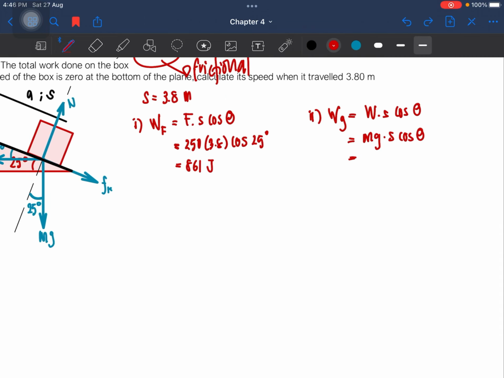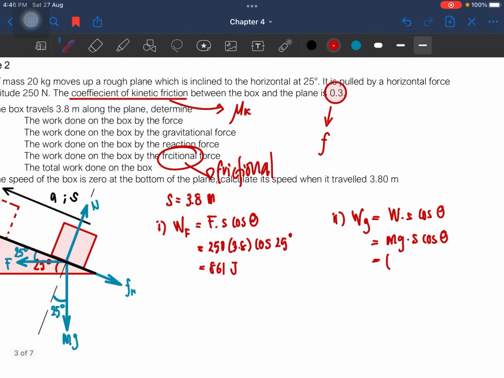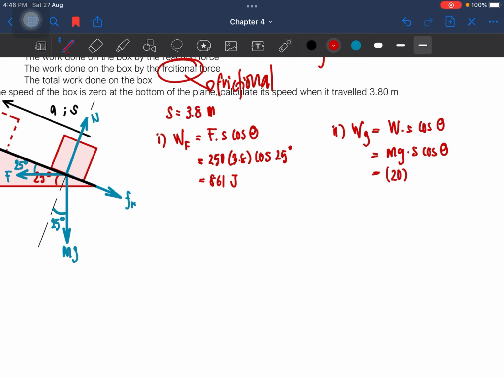Okay, so M is berapa sudah? M is 20 kilogram. So 20 times 9.81 times 3.8 cos 115 degree. Okay, so that is 90 plus 25 lah. Kan? Berapa ka tu?